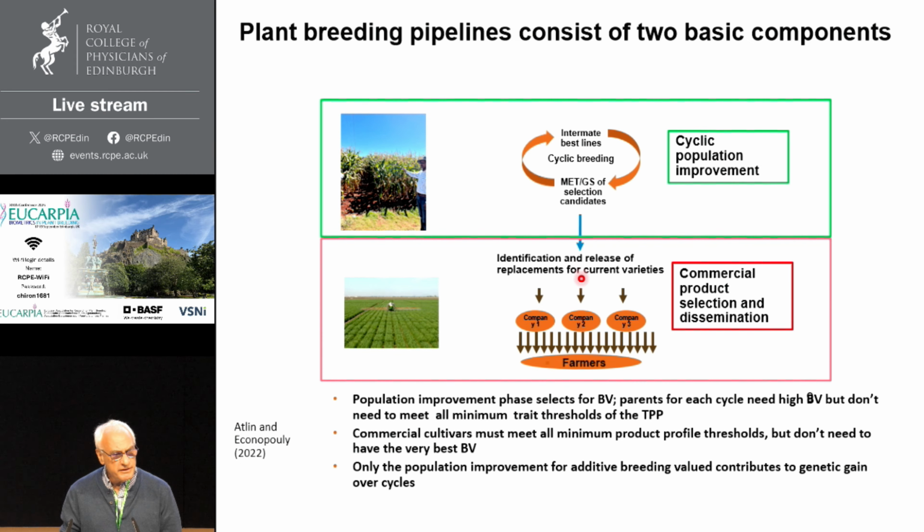And there are really very different objectives for these two phases. The population improvement phase selects for breeding value, or it should select for breeding value. Parents for each cycle need high breeding value, but they don't need to meet all the minimum trait thresholds of a target product profile for commercial release. On the other hand, commercial cultivars need to meet all those minimum thresholds, but they don't need to have the very best breeding value. And only the population improvement component of this system for additive breeding value contributes to genetic gain over cycles.